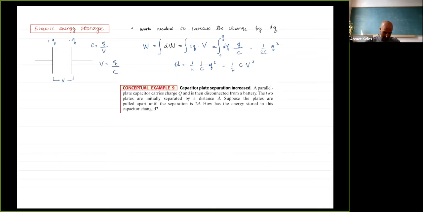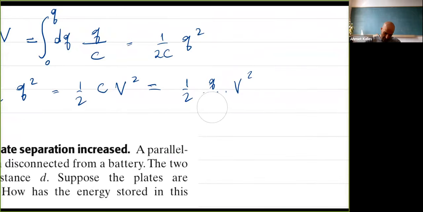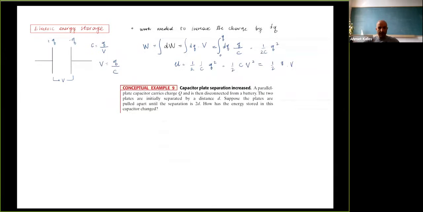Or what else can I do? I have something in terms of C and Q. I have something in terms of C and V. So I should have something in terms of Q and V. For this, I need to just plug in C, which is Q over V, times V squared. I can cancel these V. So, okay, that's good enough: Q times V, whichever you like. So I first obtained this, and I used this over and over again. I obtained this, which was equal to this or this.